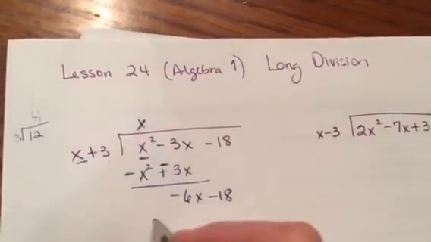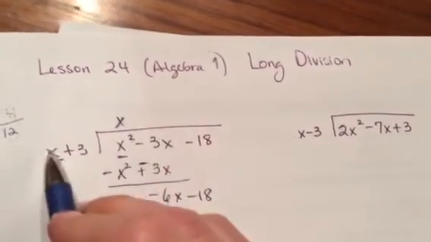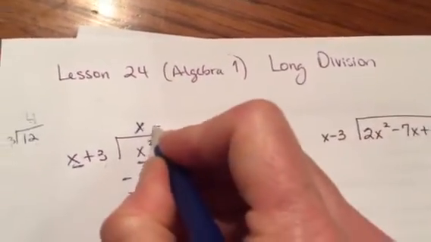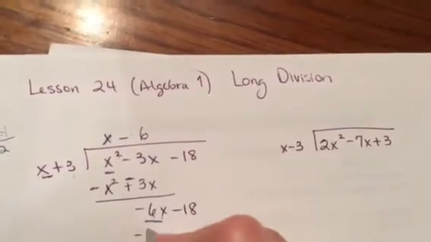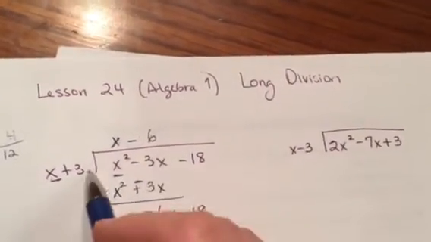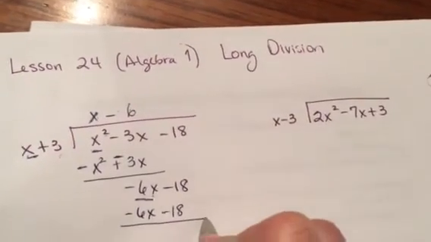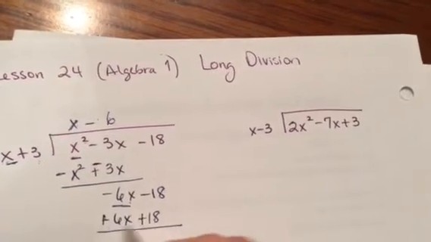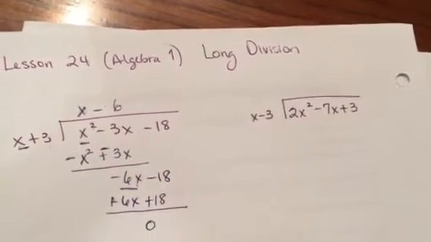Now, once you're ready, you look just at these first terms to get started. You say, what times x gives you negative 6x? And you'd be like, oh, negative 6. Because look, what's negative 6 times x? Negative 6x. What's negative 6 times a positive 3? Negative 18. And at this point, this is the number one place for error. Change your signs of everything on that second one. Add up and down, and notice everything cancels. So I have a remainder of 0.